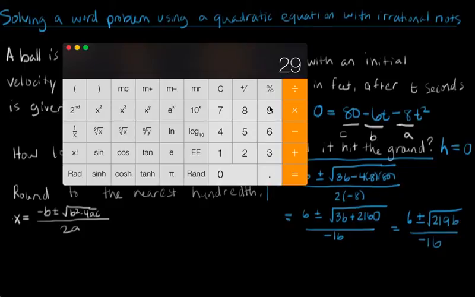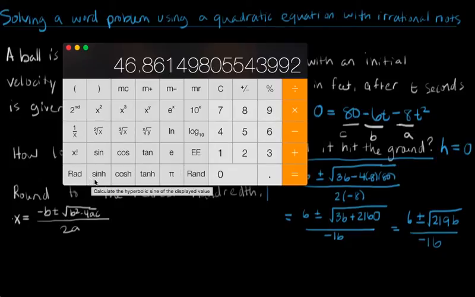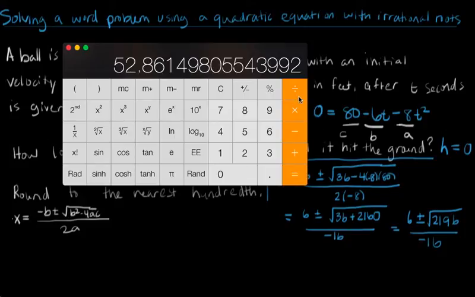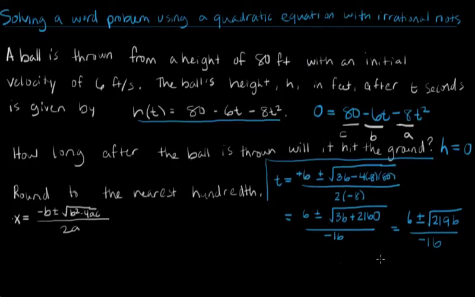Now, I think that this is going to be something that doesn't come out evenly, so let's go ahead and just take the square root of 2,596. Yeah, that doesn't come out evenly. So let's just do 6 plus the square root of 2,596, divided by negative 16. Okay, so this should be negative 36.86. Okay, so we're rounding to the nearest hundredth, but this is a 1, so we don't round up. So 36.86. So this is t equals negative 36.86, or we have another option.